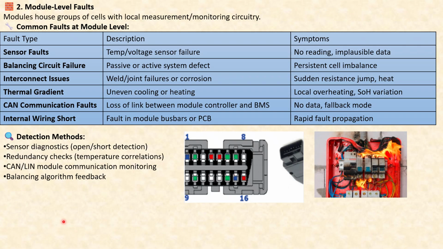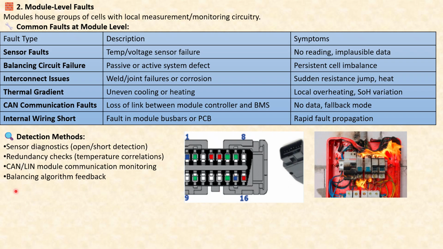Now, when we come to module level faults, here we are going to see the module level faults. The module level faults include the sensor fault, the balancing circuit failure, the interconnect issues, the thermal gradient, the CAN communication faults, and internal wiring short. Now, I request all of you to pause the video and go through the description and symptoms, because reading it is going to become a bit monotonous. For example, sensor fault: temperature or voltage sensor failure, and no reading or implausible data. So I would request all of you to go through this table thoroughly.